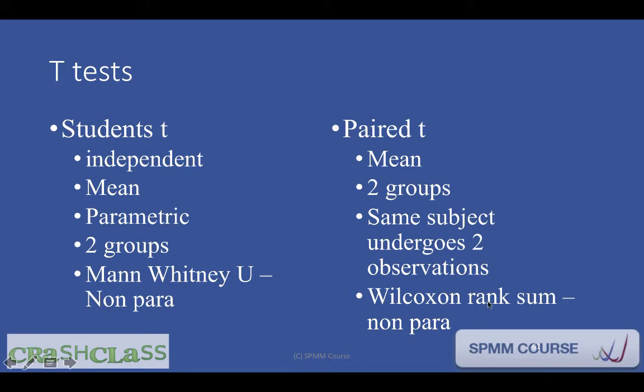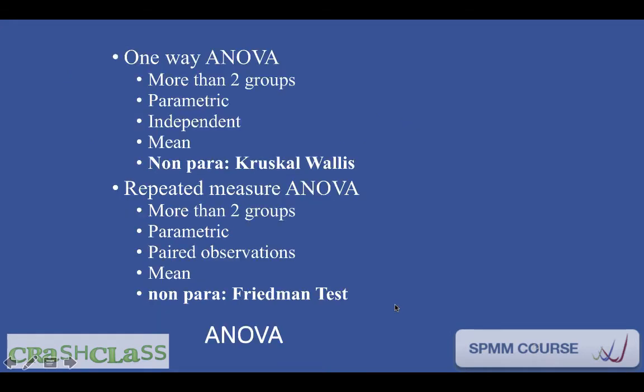Wilcoxon rank sum test. For Student's T, the non-parametric equivalent is Mann-Whitney U. U for unpaired. Remember that. For the paired T-test, Wilcoxon rank sum is the non-parametric equivalent. So we have 2 tests now. Let's move on to ANOVA.